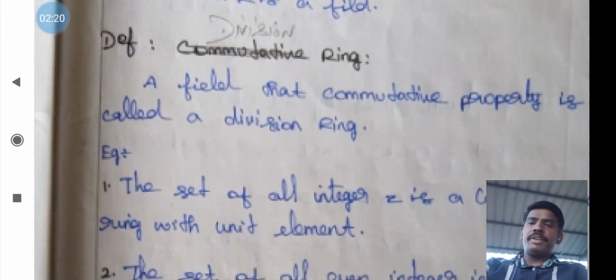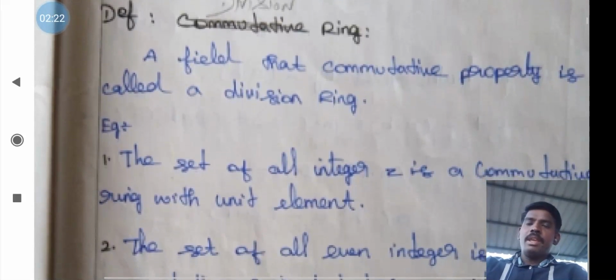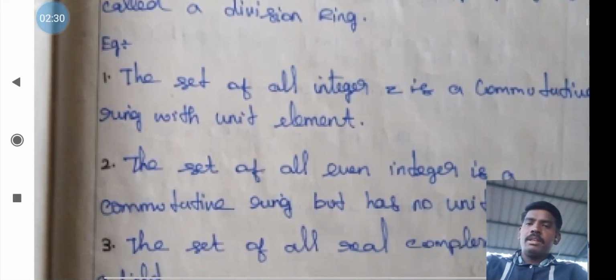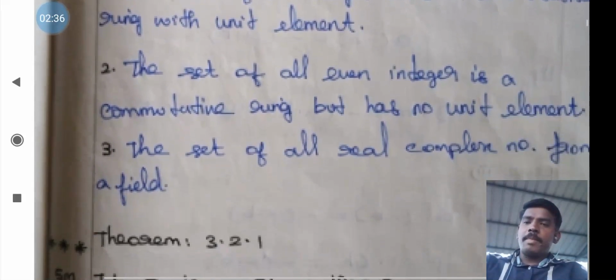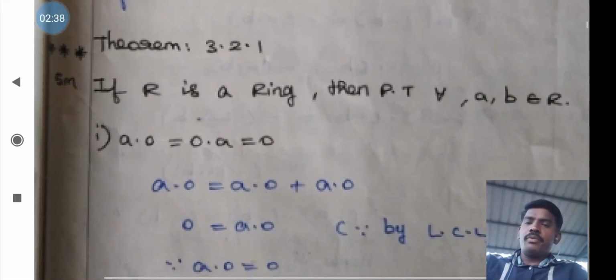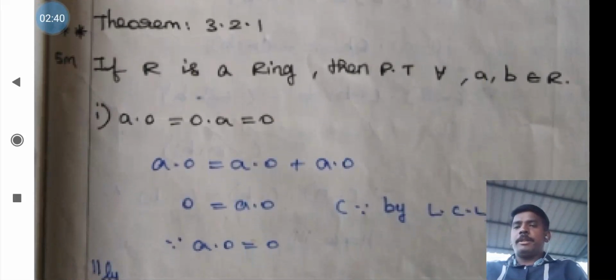Next we see the definition of division ring. A field with the commutative property is called a division ring. Set of all integers is an example for a division ring. Now we are going to see a theorem which has 5 conditions.